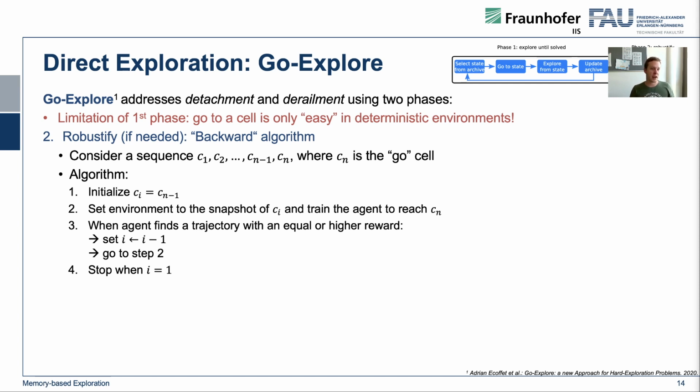And when you find a trajectory that has a higher or an equal reward, we go one step further. We go one step back in the episode, so to Cn minus 2, and we go on with step 2 and try to reach the goal state from that state onwards. And then we stop when we are at the beginning of the episode. So this helps to train a policy to reach the goal state in non-deterministic environments.